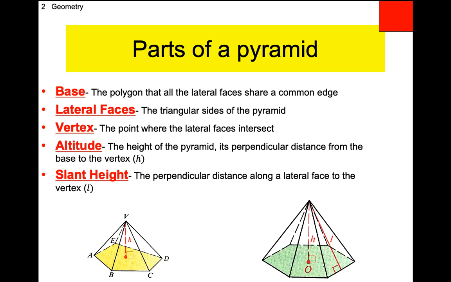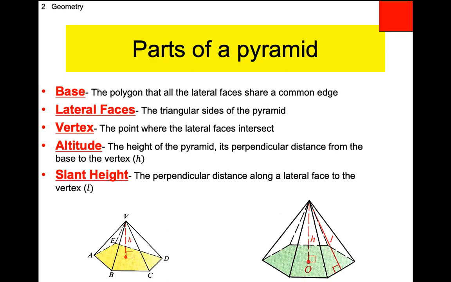So this is a brand new concept, slant height. You didn't hear this in 8th grade. You got the height of a pyramid, but you didn't get slant height. Slant height is that distance along the outside from the bottom of the base to the top, but you've got to stay on the face. You can't go up from the center.